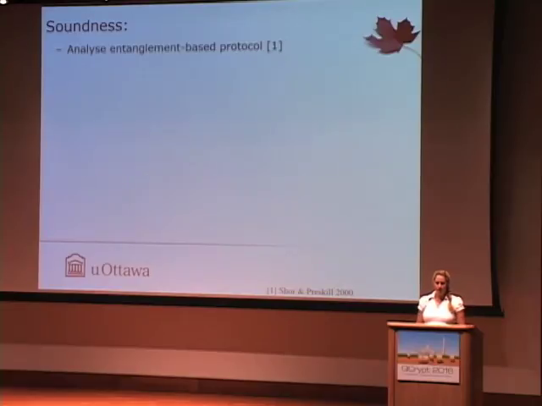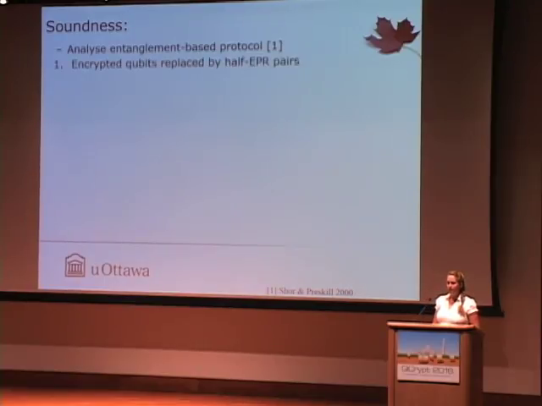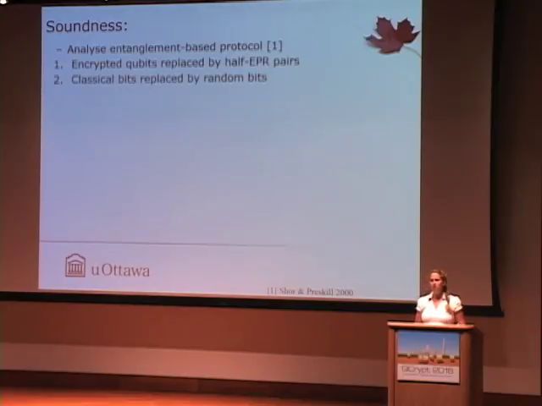Okay. In order to analyze soundness, as I mentioned, the technique was to reduce to an entanglement-based protocol. This technique is attributed to Shor and Preskill in 2000, who gave one of the first complete and simple proofs for the security of BB84. And the trick here is to see encrypted qubits as half EPR pairs, which they are, right? So you can get this basically also from the teleportation identity.